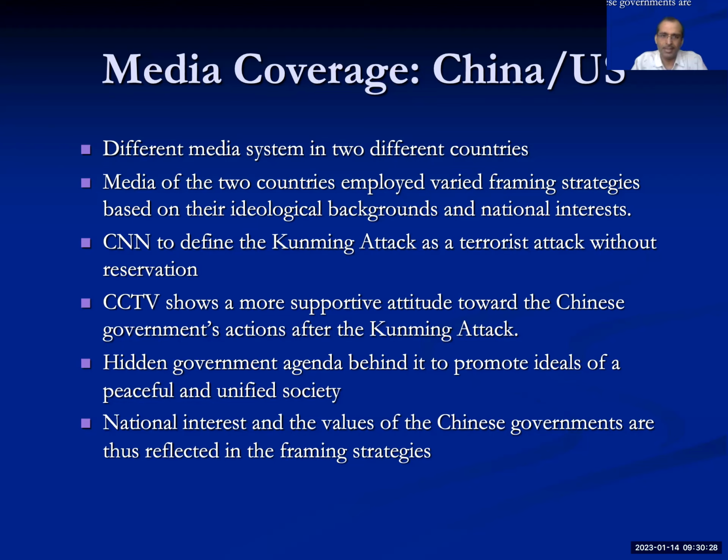For example, CNN immediately called it a terrorist attack without any reservation. CCTV, Chinese national TV, supported the government approach of China, usually because CCTV is part of the government, so definitely it is obvious. And hidden government agents are behind it to promote ideals of a peaceful and unified society. Even though the media find some information, they try to hide it, and they publish filtered information that helps government motives and propaganda. Because this is a government-controlled media system, we cannot find independent criticism and an accountable press.